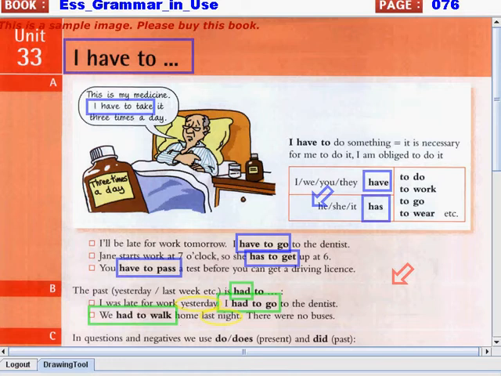Okay, students? Now, I want you to review this lesson and memorize all the important points or information about this verb, "I have to." Remember, we use it if it's necessary for us to do something, or it's our obligation to do something.